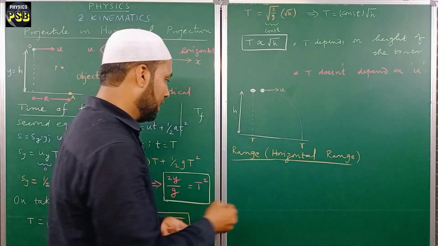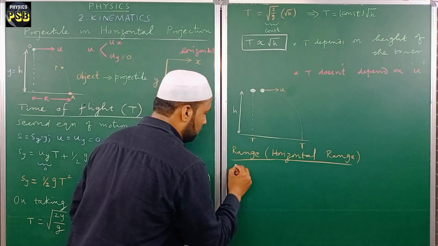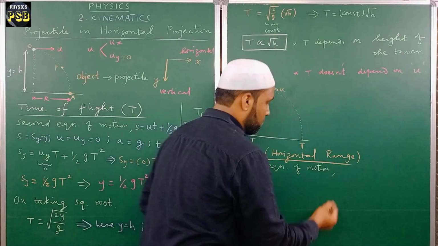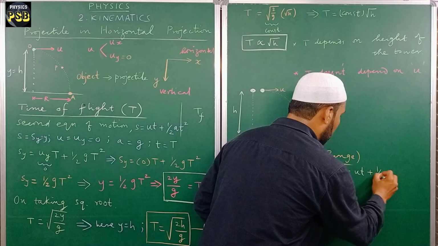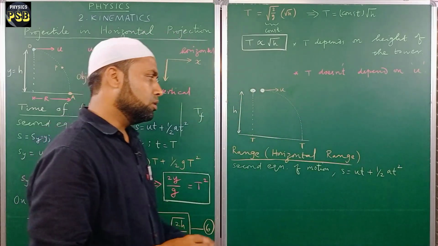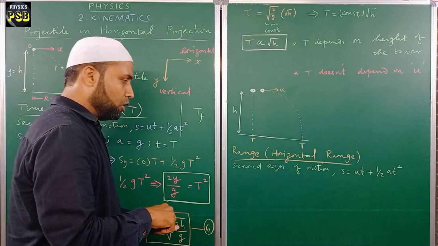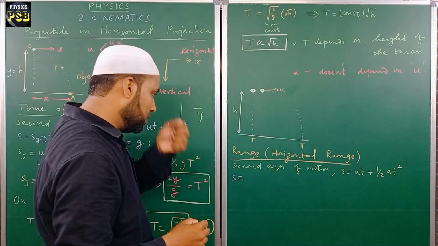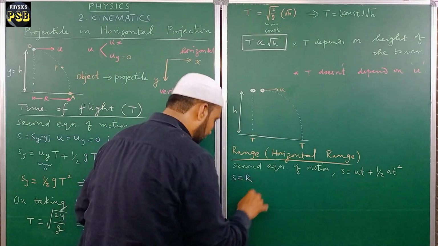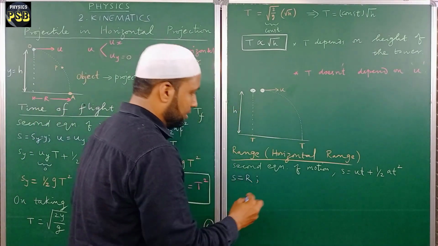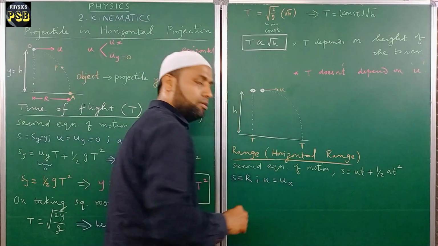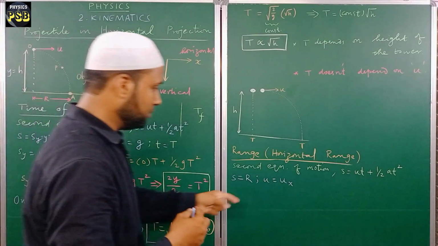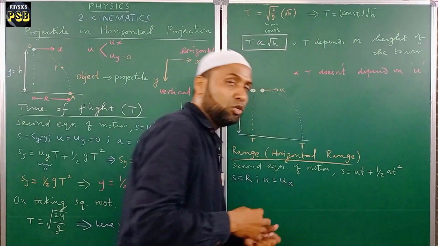To get the expression of R, I start with equation number 1. I take the second equation of motion, that is S equals ut plus half at square. Now here I am going to make certain changes to this. Here I told you we measure range along the horizontal direction. So S, which represents the displacement, is taken as capital R, the range. Then u is taken as Ux. So we consider only the motion of the object along the horizontal direction, so the initial velocity is taken as Ux.